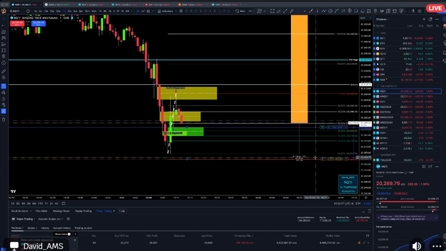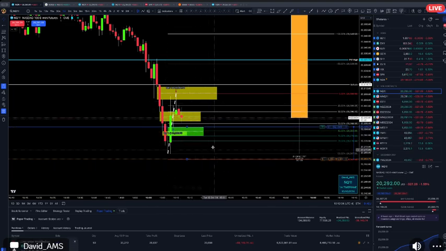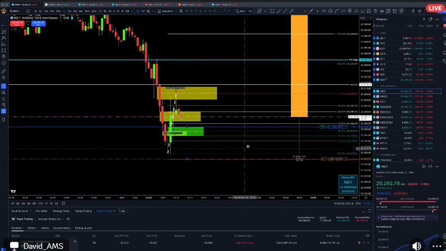Now, I wouldn't take this because of the time of day, fortunately, because what I would like to see personally is, like I said, I want to sell them down into the close. But this is just showing you what is premium, what is discount, how price is interacting with it, and when the market structure shifted on the lower time frames.